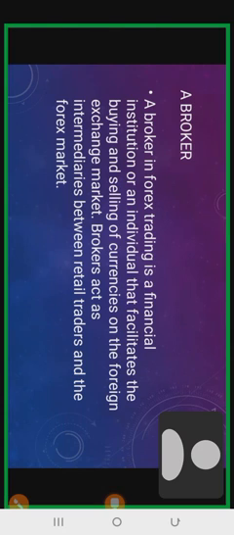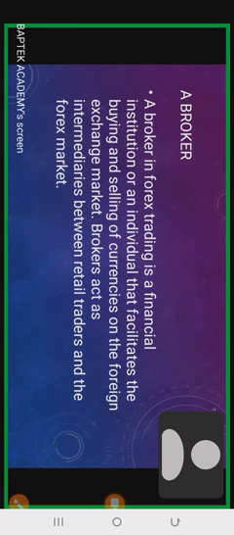So I believe the broker aspect is clear now. A broker is a financial institution or an individual that facilitates the buying and selling of currencies on the foreign exchange market. Remember, looking at the financial institutions, they act as intermediaries between retail traders and the forex market.